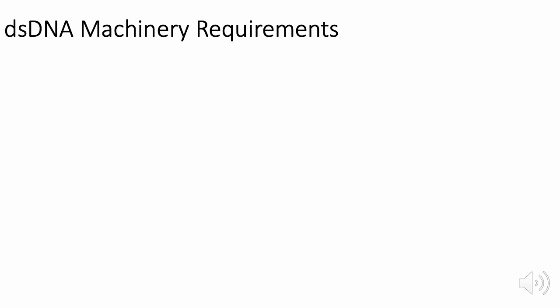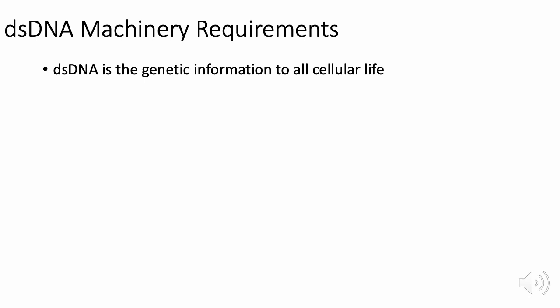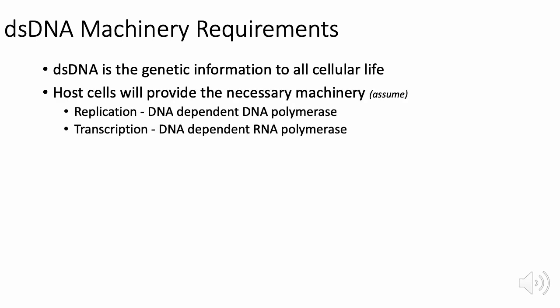As we've discussed in this course, double-stranded DNA is the genetic information to all cellular life. Thus, for the host genome to undergo the essential processes of transcription and translation, the host must already have some machinery available for the virus to utilize. DNA-dependent DNA polymerase is found within the host cells. It will replicate the double-stranded DNA virus. Meanwhile, DNA-dependent RNA polymerase is also found within the host and will transcribe the viral double-stranded DNA to mRNA.